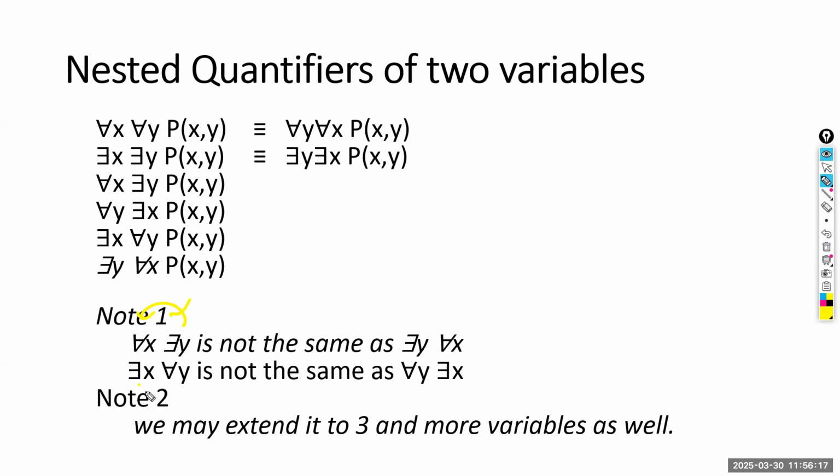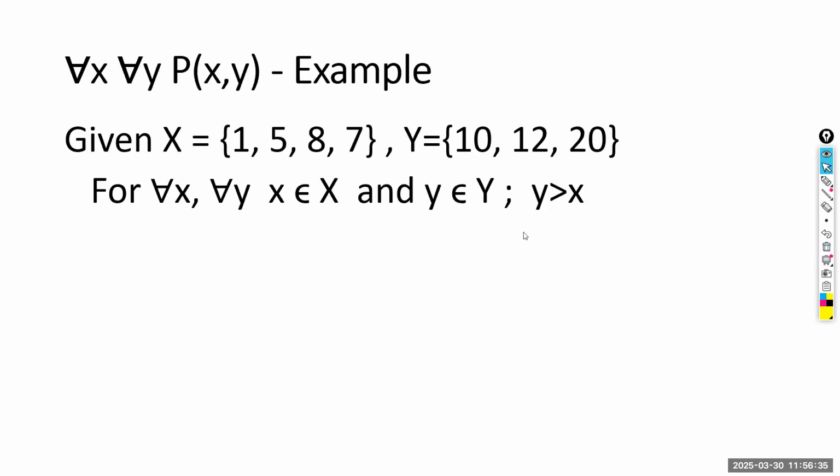And exist x all y is not the same as all y exist x. These are two different stories. Okay. And we can extend this concept to 3, 4 variables as well. Right, check whether this is true.